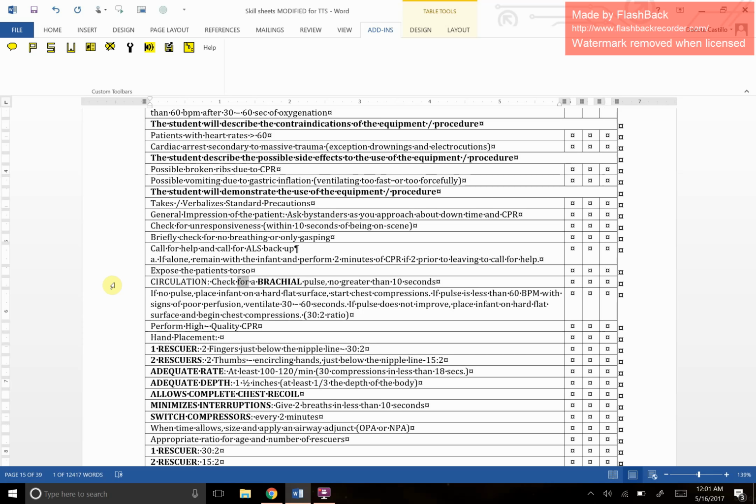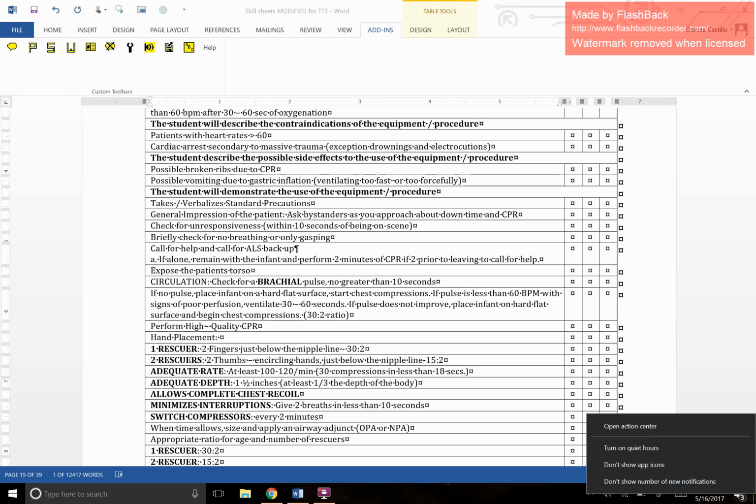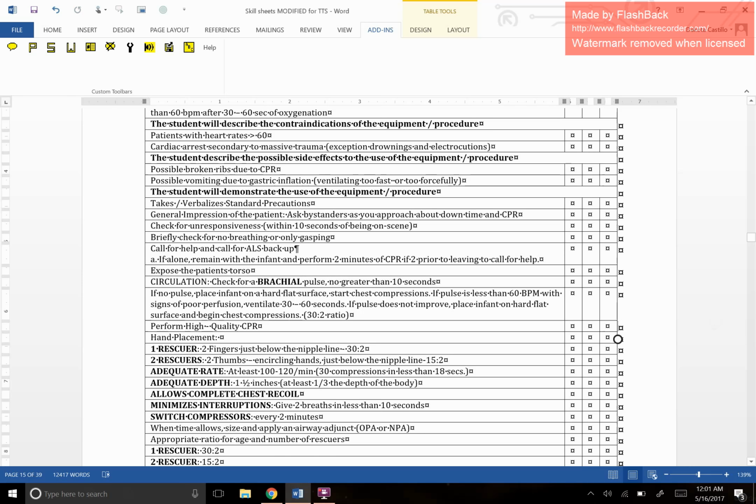Circulation: check for a brachial pulse, no greater than 10 seconds. If no pulse, place the infant on a hard flat surface, start chest compressions. If pulse is less than 60 bpm with signs of poor perfusion, ventilate 30-60 seconds. If pulse does not improve, place the infant on a hard flat surface and begin chest compressions. 30:2 ratio. Perform high quality CPR.